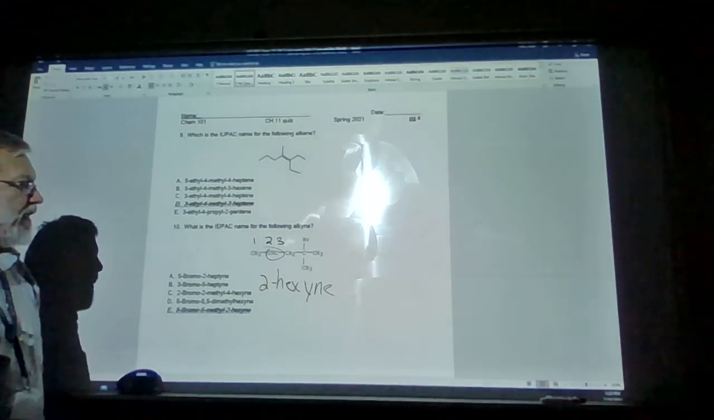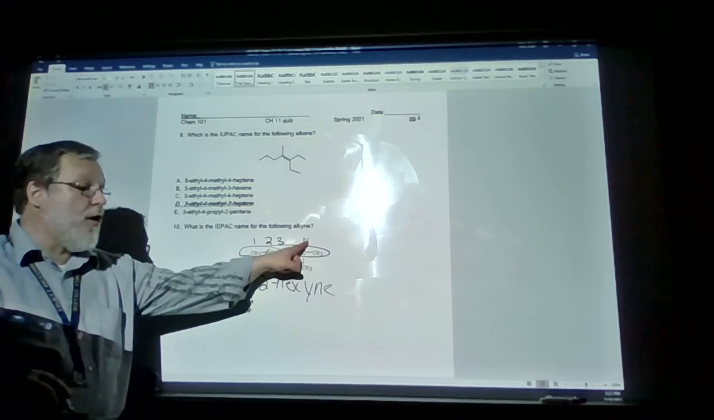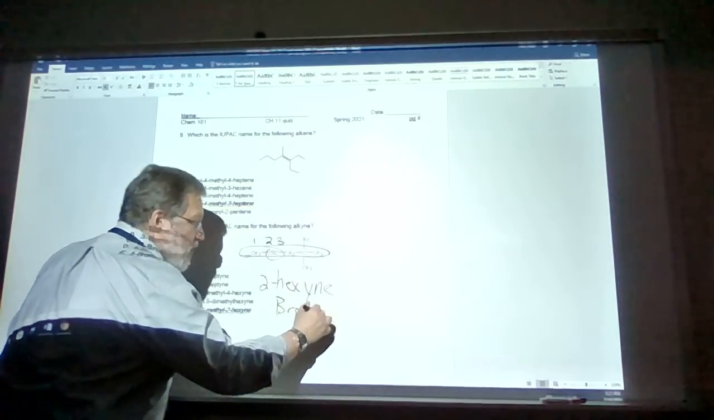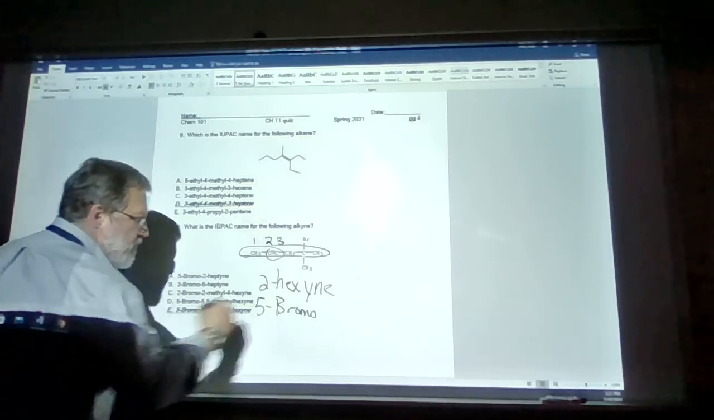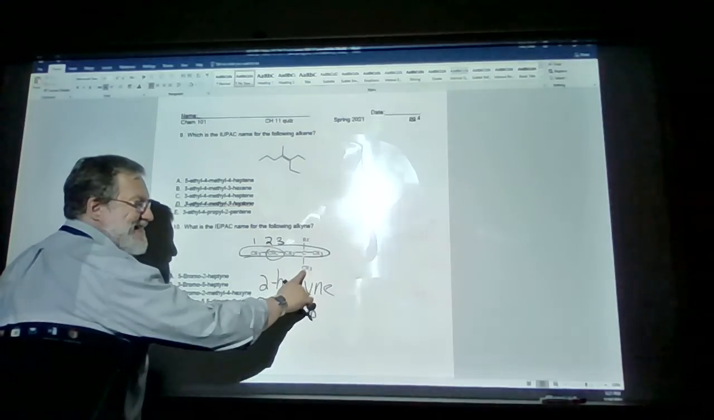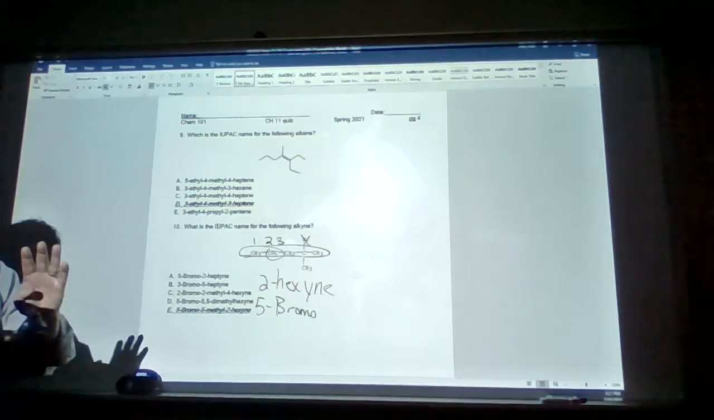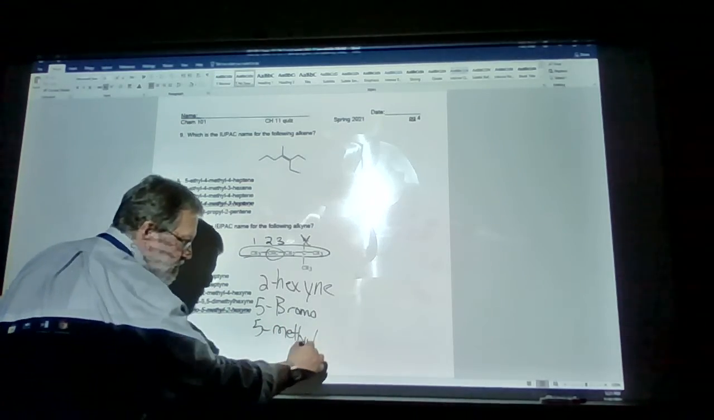Do we have any other piece of spinach hanging off our 6 carbons? Yeah, we've got a bromine, so that's a bromo. So we know where it is. It's at C5. 5-bromo. What is this? It is a single carbon fragment. A single carbon fragment. What is it? Meth. Since it's a single carbon fragment, methyl. Where is it? 5. So we have 5-bromo, 5-methyl, 2-hexyne.